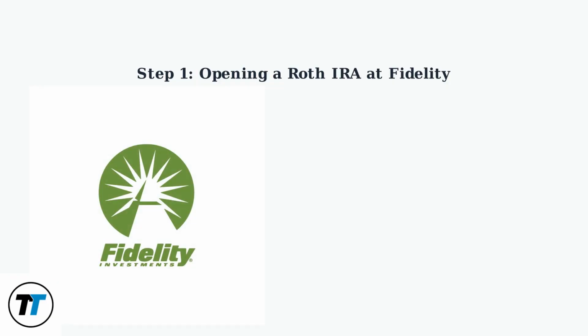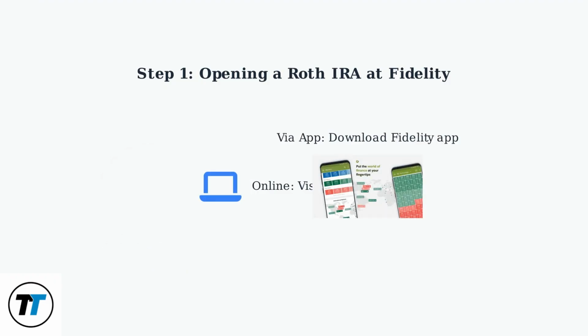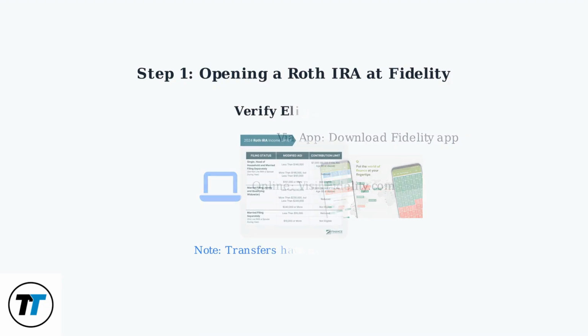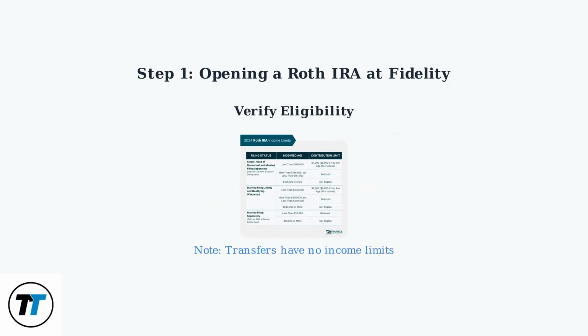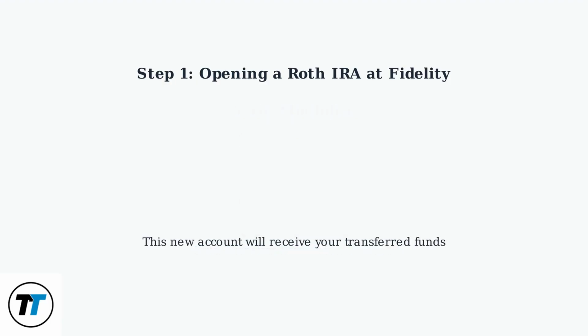If you don't already have a Roth IRA at Fidelity, your first step is to open one. This account will serve as the destination for your transferred funds. You can open a Roth IRA easily online through Fidelity's website or by downloading their mobile app. Both methods provide a straightforward process to get started. Before opening, verify you meet the eligibility requirements for Roth IRA contributions, which are based on your modified adjusted gross income. However, transferring existing funds has no income limits. Once opened, this Roth IRA account at Fidelity will be ready to receive your transferred assets, maintaining their tax-advantaged status.